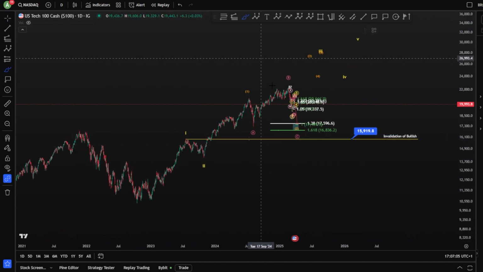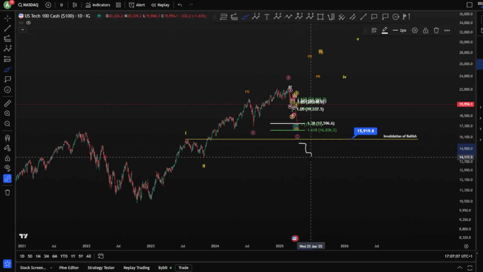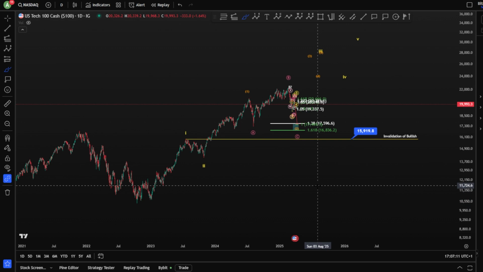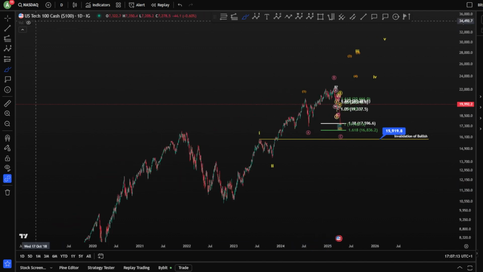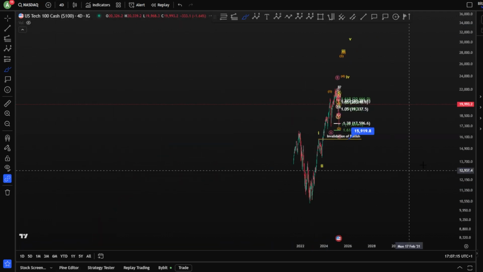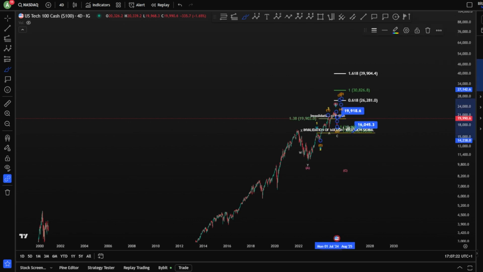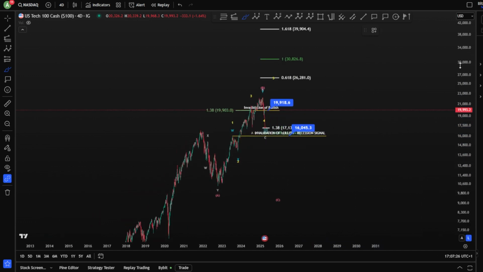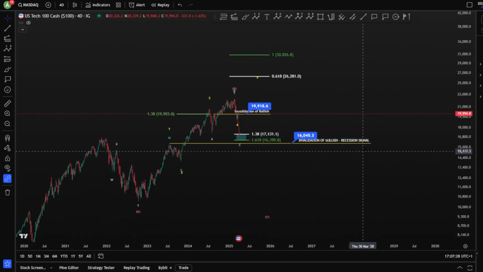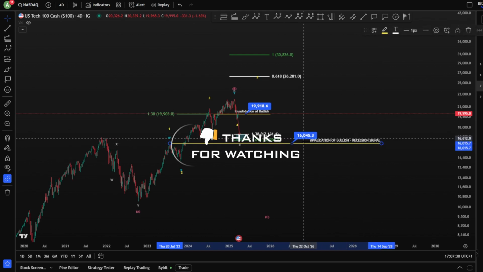So I just want to put a red arrow here in case we take this invalidation, meaning recession. And recession means we're looking for potentially this one, this as a recession here. We're looking at, one second, recession signal. Here we go, as you can see, at 16K.